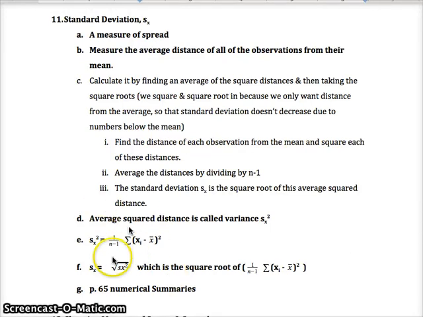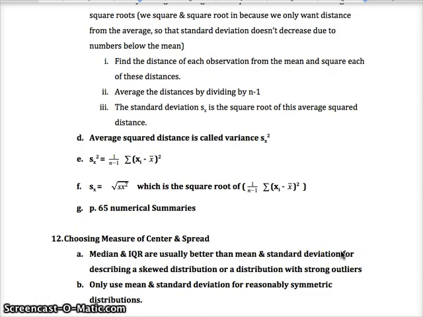That formula looks like this. Don't be overwhelmed by it. This is just saying this summation symbol, the big sigma, is saying add up all the values minus the average. So this is each value, each individual xi represents an individual, minus the mean, square them because we don't care about bigger or smaller, and then add them all up, then divide them by n minus 1. Once we square root that, we get our standard deviation.